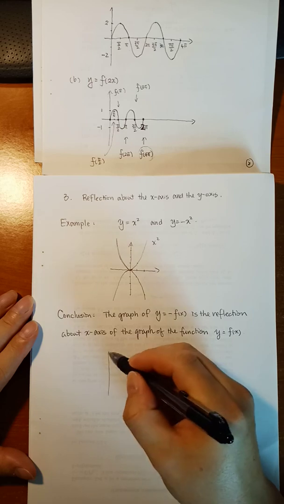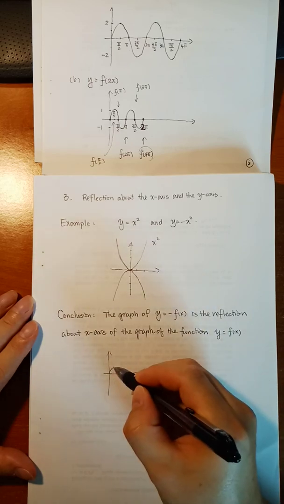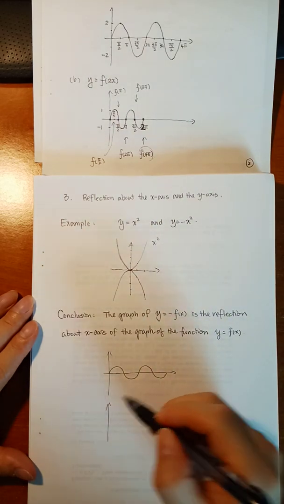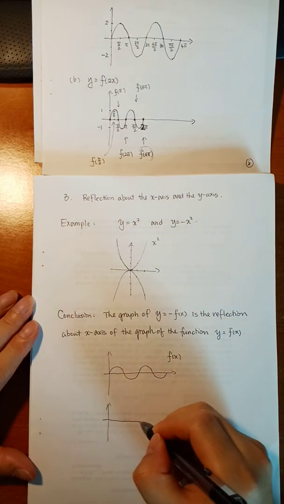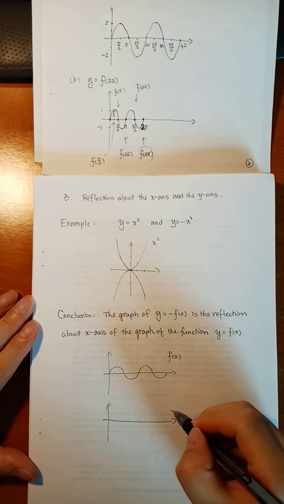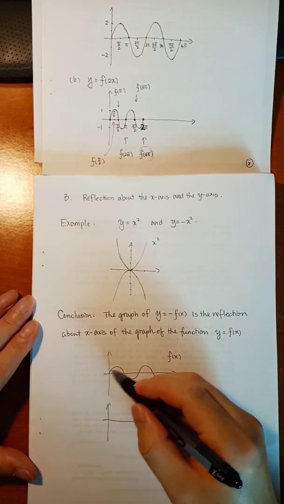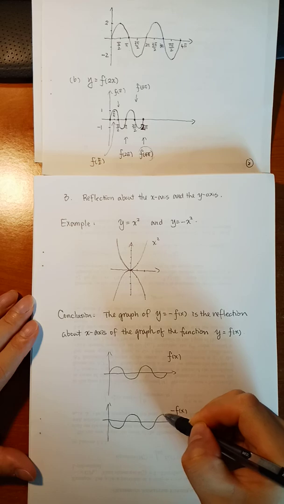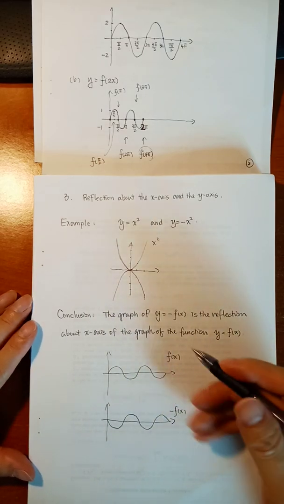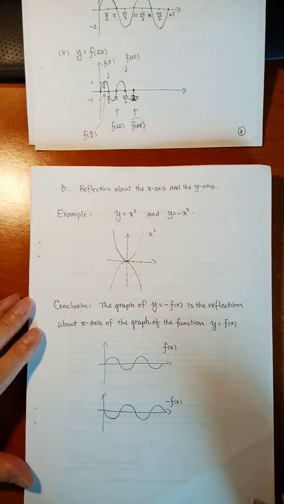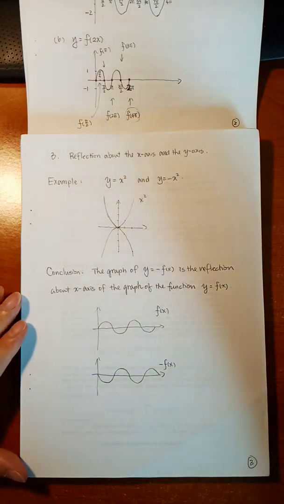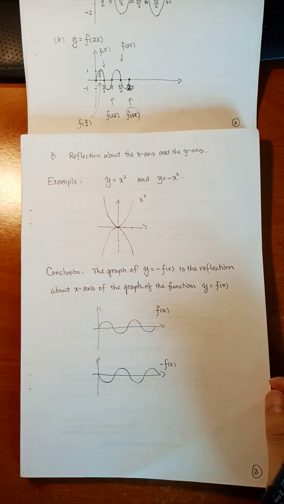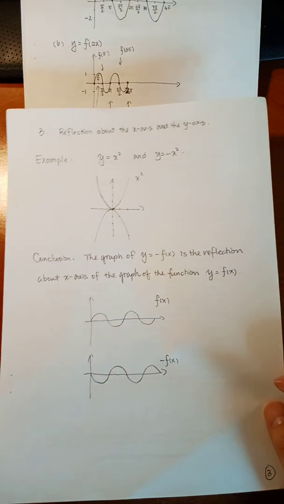For example, let's use the last example. Also, you have this wave function. If this is called f(x), then what is negative f(x)? Negative f(x), whenever you go up, you go down. Whenever you go down, you go up. So this is a reflection. For the reflection about the x-axis, you put a negative sign directly in front of the f(x).